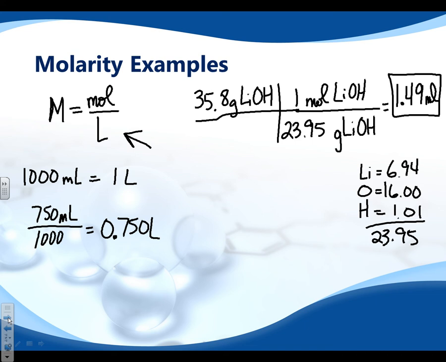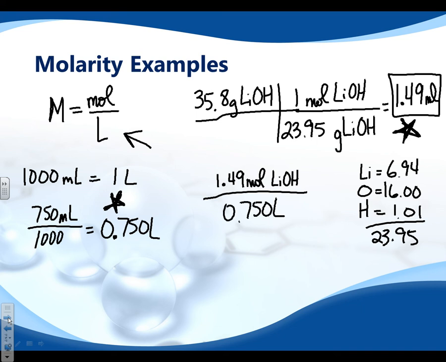So now I have liters of solution and I have moles of solute. I can figure out molarity. So I take the 1.49 moles of lithium hydroxide. Remember, that's what we got right here with my stoichiometry. And I have the volume, which is 0.750. And if I do the math there, I come up with 1.99 molar. So that is my molarity, 1.99, capital M.